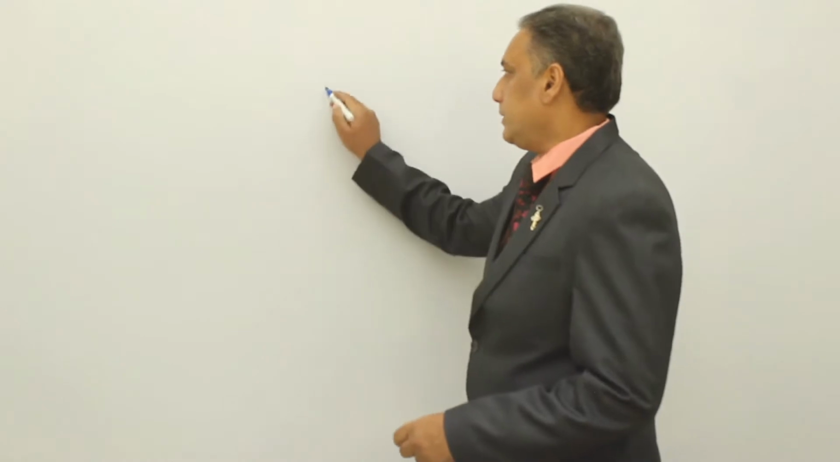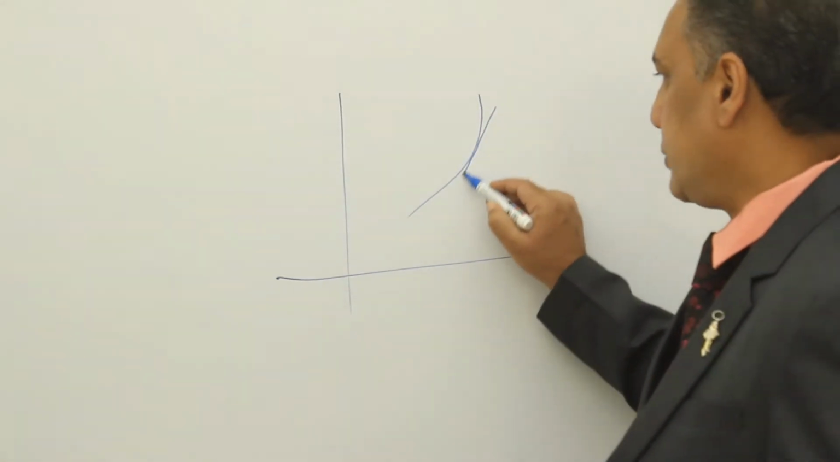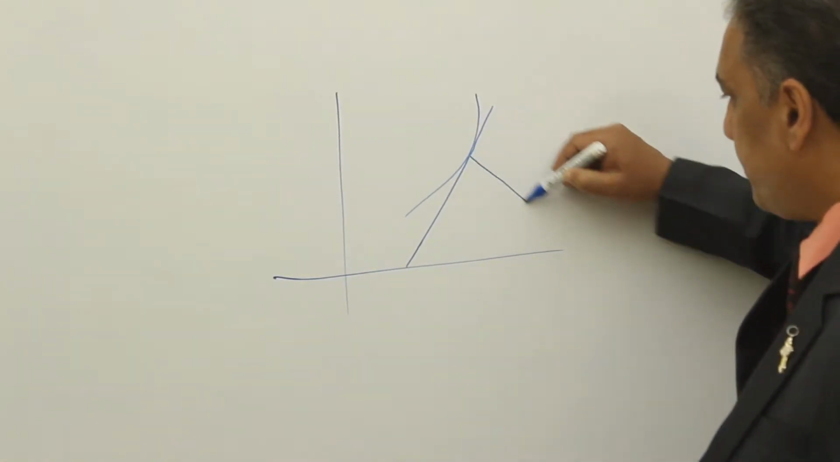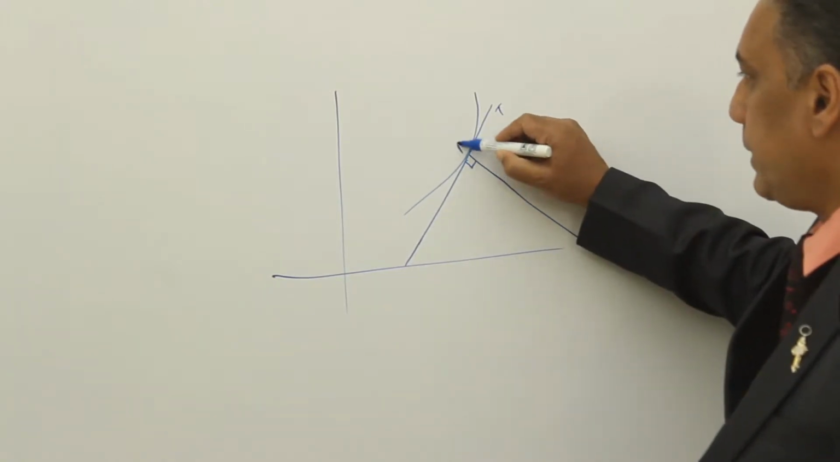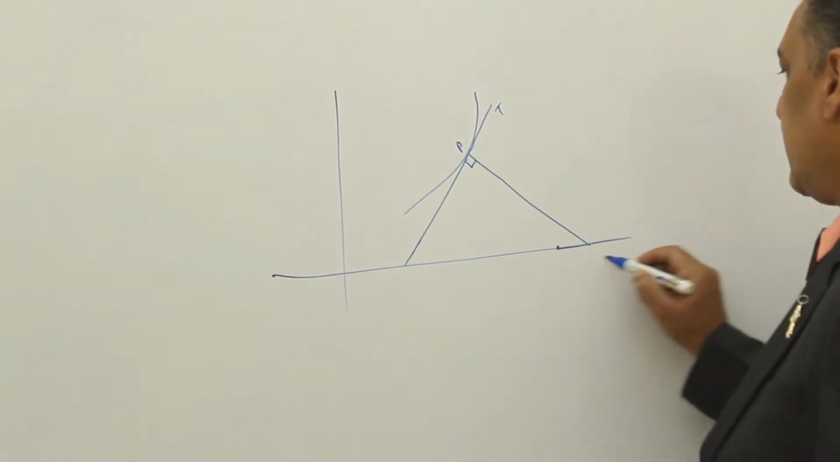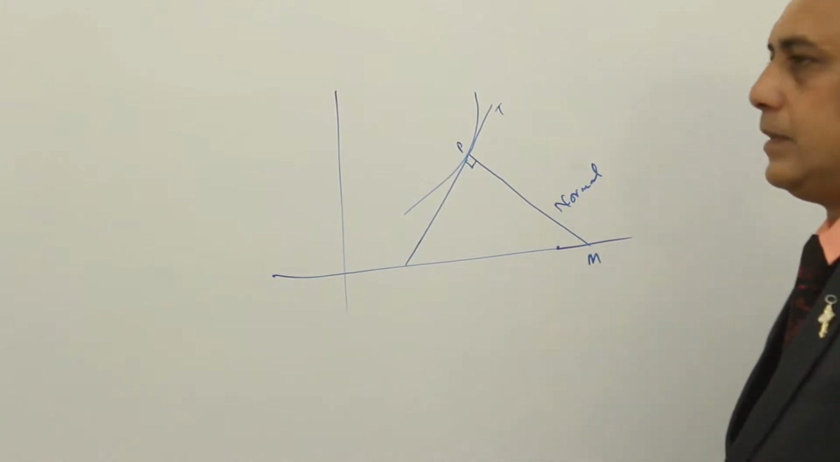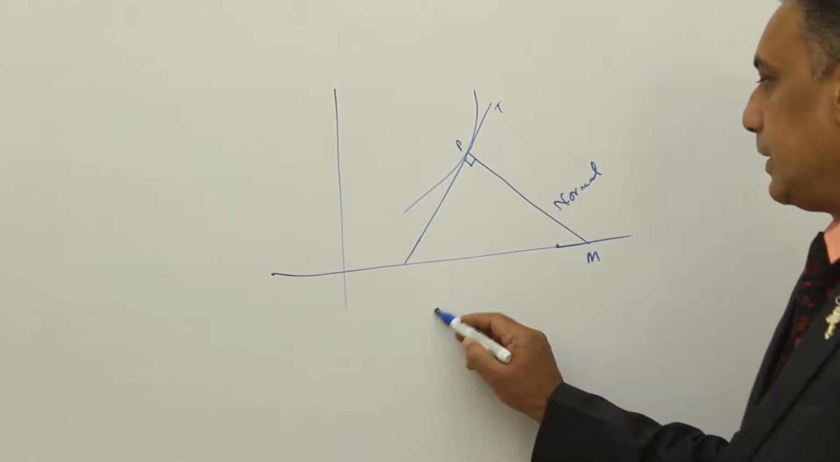So today we'll see what a normal is and what dy by dx means with respect to the normal. If you have the curve and the tangent, and you take a line perpendicular to the tangent, say PT is the tangent, then PM is the normal.